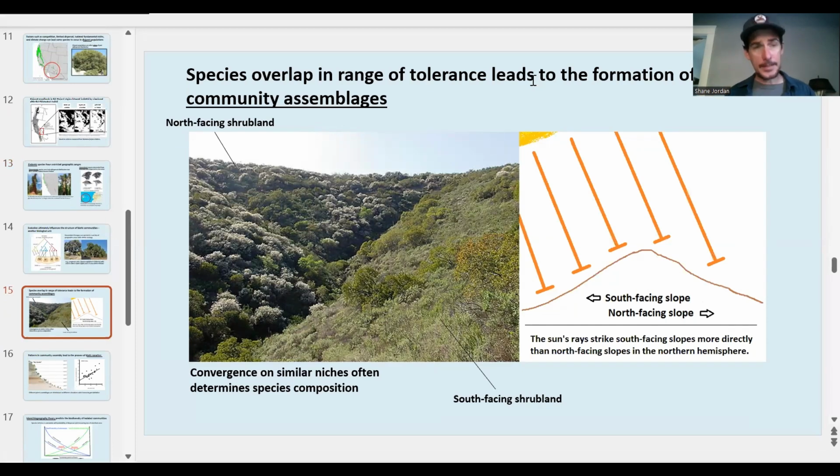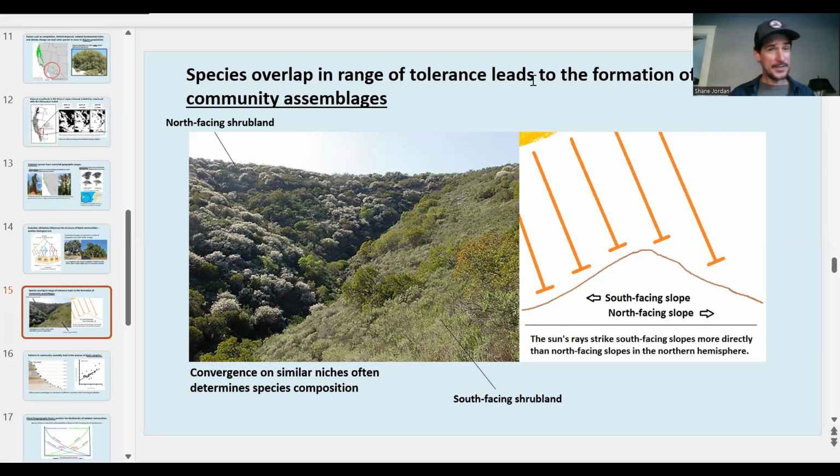And again, this idea that different pre-adapted species, different species who are able to tolerate similar conditions, seem to have overlapping geographical ranges, and these ranges overlap in their tolerance to the environmental conditions, which is basically saying that they occupy similar ecological niches. When this happens, we have the formation of something called community assemblages. So species are assembling together in areas that are ecologically similar.